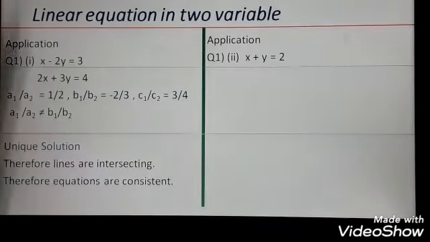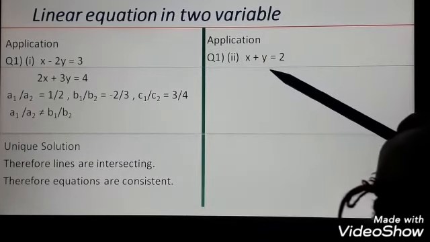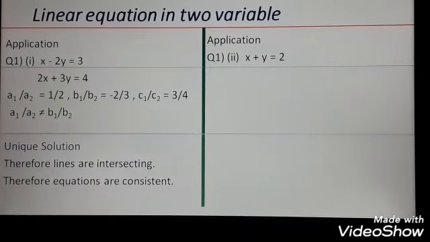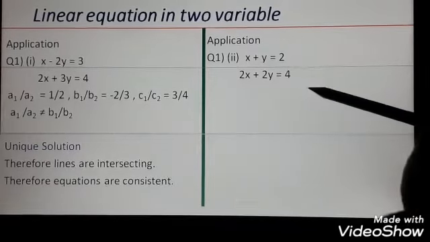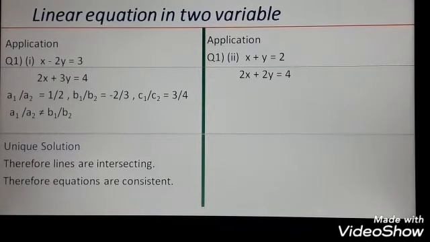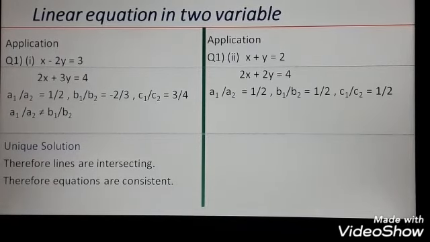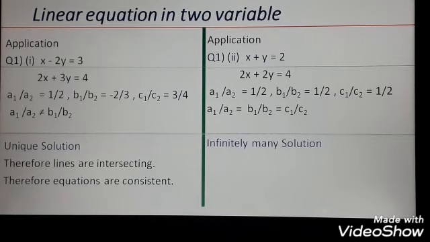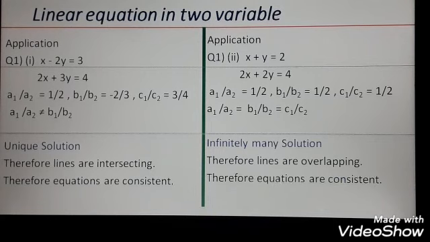Now the two equations are x plus y equal to 2 and 2x plus 2y equal to 4. Now again, if you take the ratios, a1 upon a2 is 1 by 2, b1 upon b2 is again 1 by 2, c1 upon c2 again 1 by 2. Now if you see the relation, all the ratios are equal. So it will represent infinitely many solutions. Therefore, the lines are overlapping. Therefore, the equations are consistent.